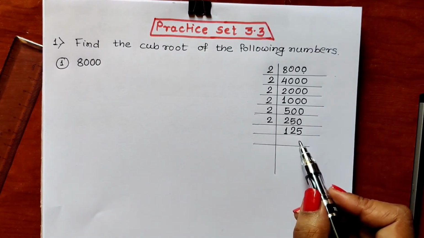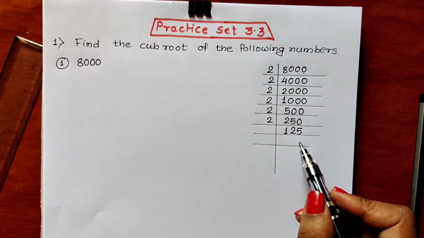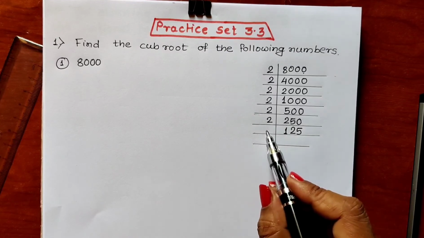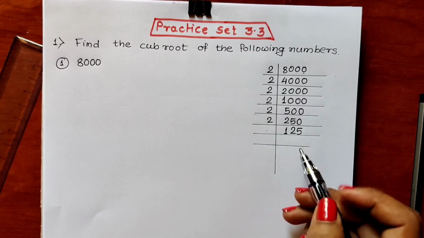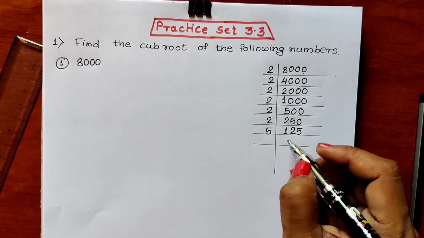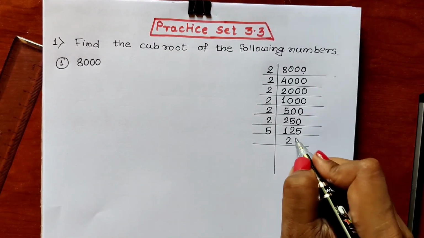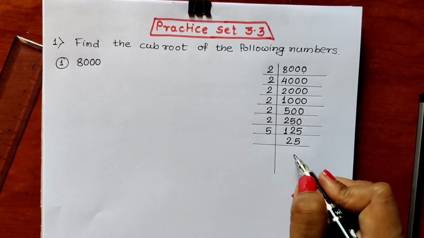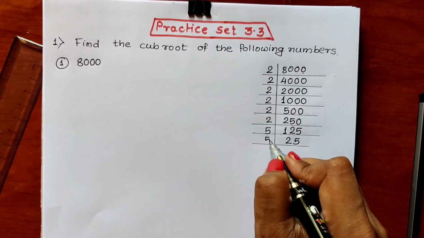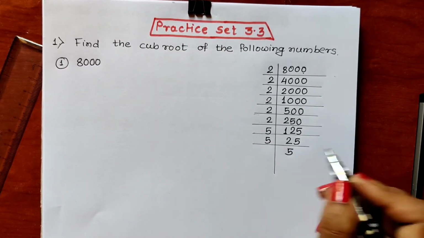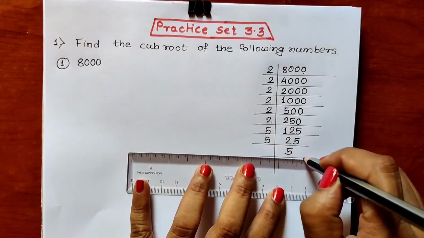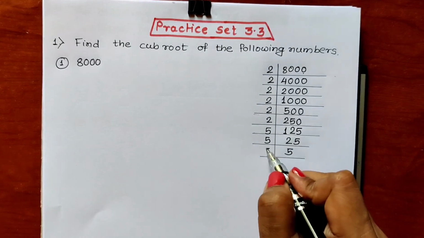5 is in the unit place. So this is not an even number. This is an odd number. 125 is not divisible by 2. So we cannot write 2 here. 125 is divisible by 5. So we have to divide it by 5. Correct? So 5 2s are 10, 5 5s are 25. We have got 25. Again 25 is not divisible by 2, 3. It is directly divisible by 5. 5 5s are 25. Now we have got 5. 5 is divisible by itself only. So it is 5 1s are 5.